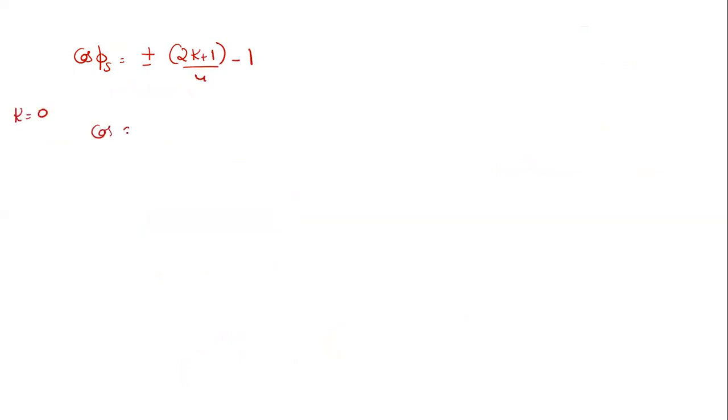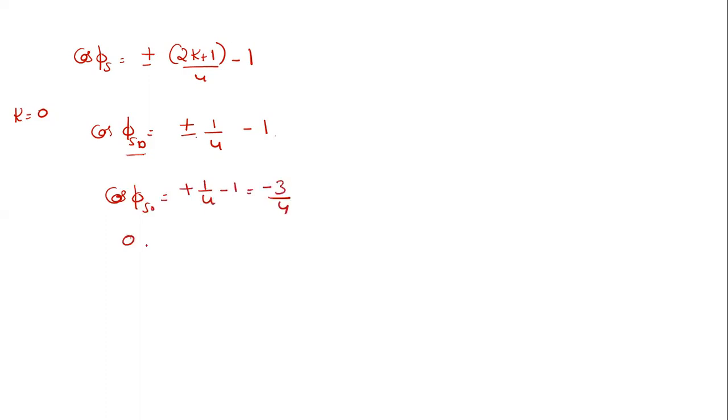So cos phi s0, k equal to 0, is plus or minus 1 by 4 minus 1. If you give minus 1 by 4, minus 1 by 4 minus 1 will be minus 1.25. You will not get any value for phi, because the cos value lies from minus 1 to plus 1 itself. So I'll take plus 1 by 4 here. Cos phi s0 equals plus 1 by 4 minus 1, which is minus 3 by 4.